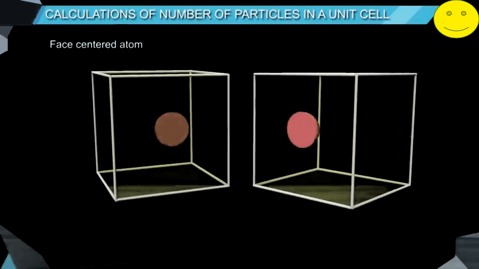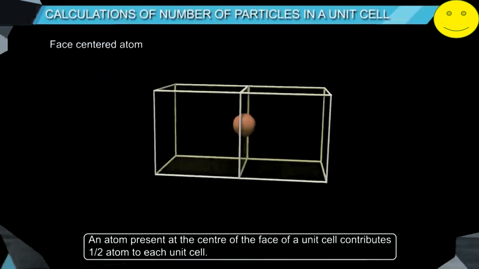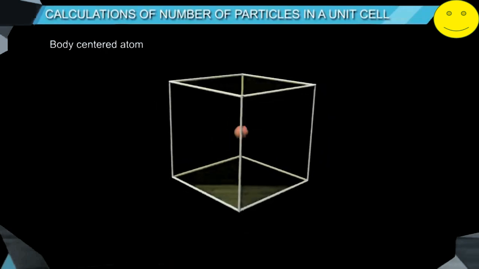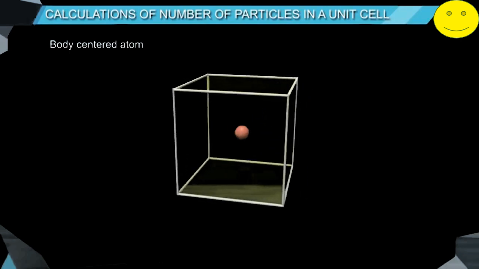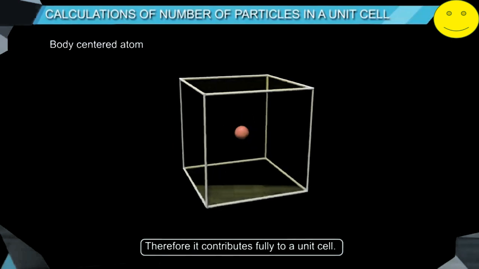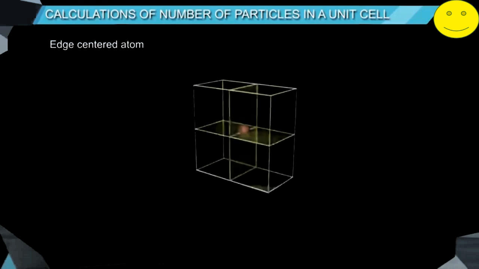Face-centered atom. A face-centered atom is shared equally by 2 unit cells having a common face. Therefore, an atom present at the center of the face of the unit cell contributes half atom to each unit cell. A body-centered atom is not shared by any adjacent unit cell in crystal lattice. Therefore, it contributes fully to the unit cell.